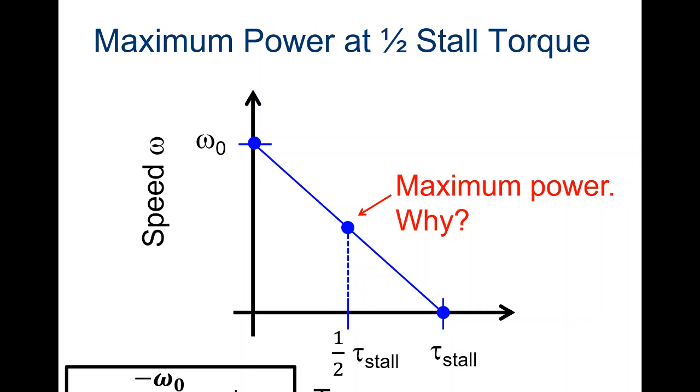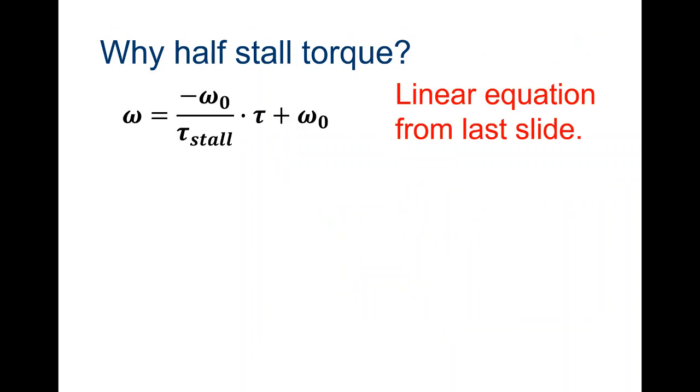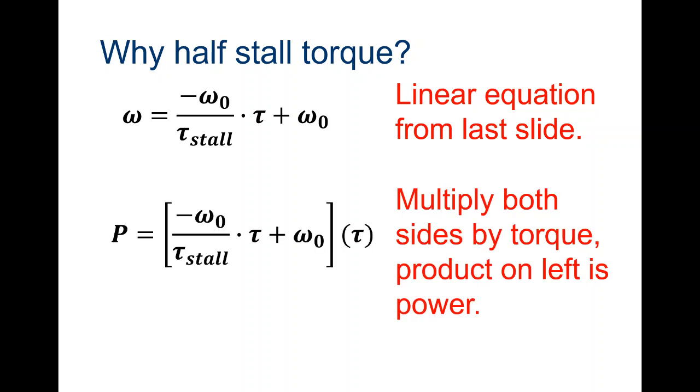And so then we're back to this equation again, the one I told you to write down a minute ago. We're going to look at that equation a little bit further. So why half stall torque? There's the equation that we just saw, the linear equation from the last slide. We multiply both sides by torque. The part on the left is power, because remember, omega times torque is power. That's how they got the P over here.